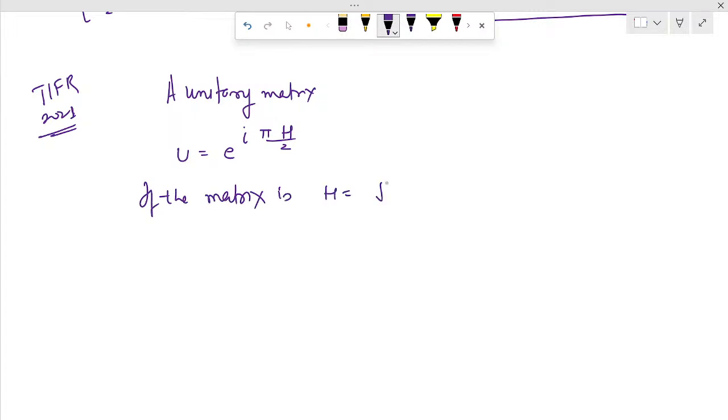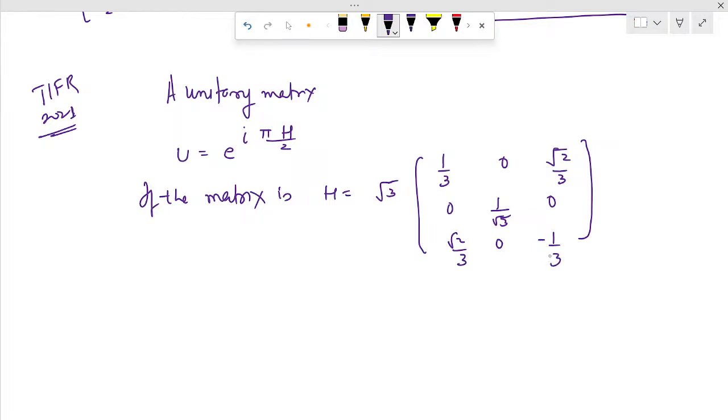H is equal to root over 3, and then it is given 1 upon 3, 0, root over 2 upon 3, 0, 1 upon root 3, and then you have the 0, root over 2 upon 3, 0 and minus 1 upon 3, then U will be what?